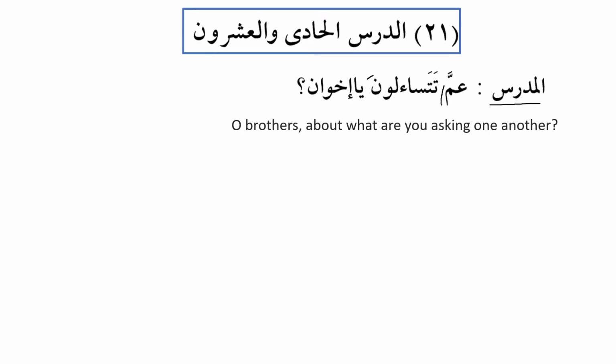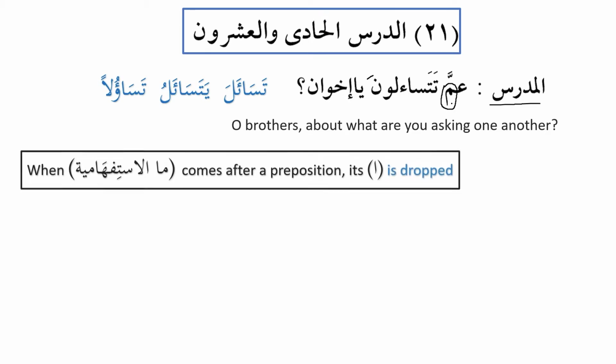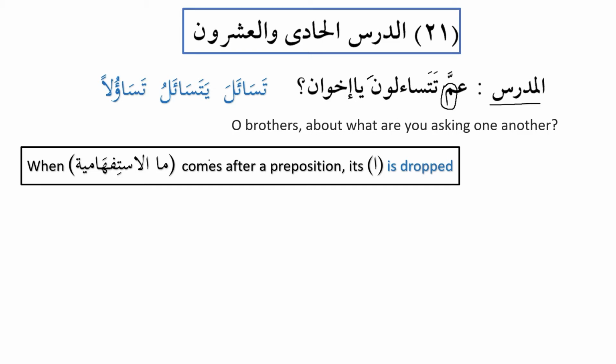Now, I would like to explain a little bit more about here. So this is basically ma, as we can see over here. Tasala yatasaalu, tasaulan is to ask one another. So what kind of ma is this? How to figure it out? This is ma al-istifhamiya. How do we know?